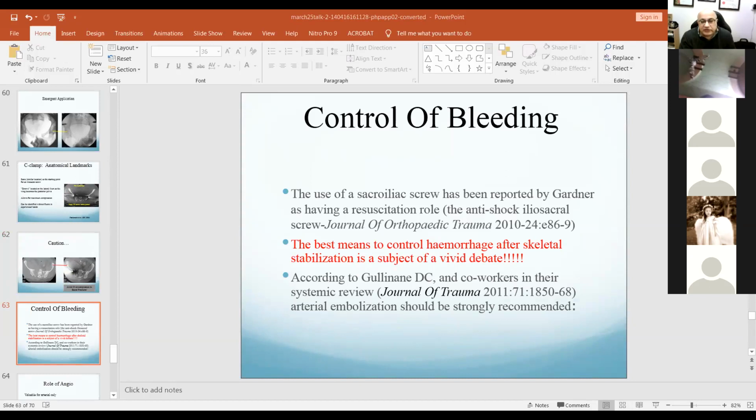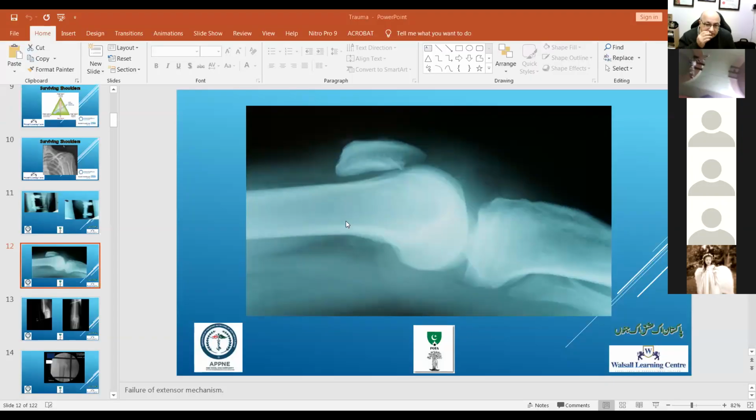So what do you see on this X-ray? You can see... hang on. So there is a slide over the screen. Yeah, I understand. Just give me a second. I've got so many things open. Okay, so can you see it now? Yeah.